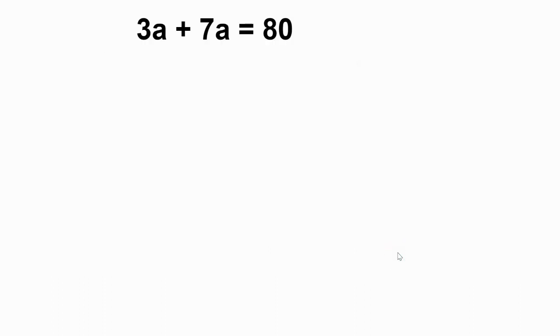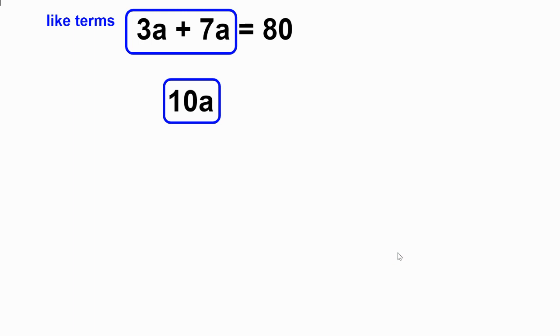3a plus 7a equals 80. But right as you look at that, you can see, well, we have a 3a and a 7a together. Those are like terms, so we can combine them. 3a plus 7a equals 10a, right? And that still all equals 80. So we've just simplified our equation.